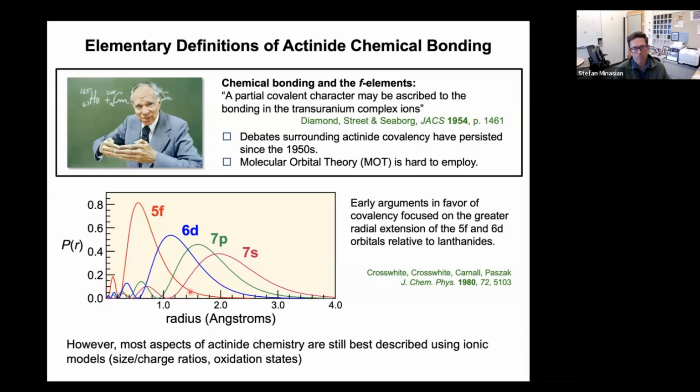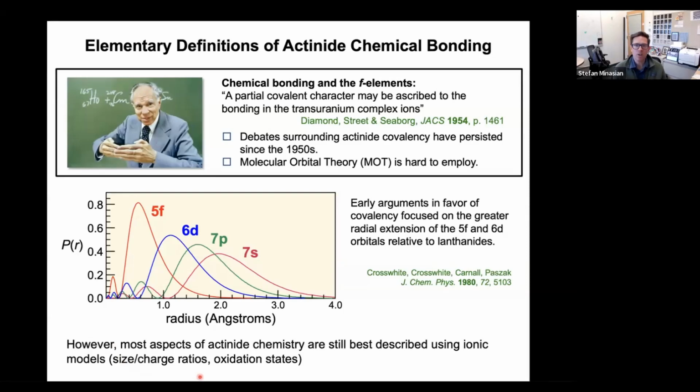Now, still, even since the 1950s, most aspects of actinide chemistry have been best described using ionic models. So you really don't need to invoke covalent bonding to explain solubility, bond energies, bond lengths, etc. You can usually use size to charge ratios or things like oxidation states.